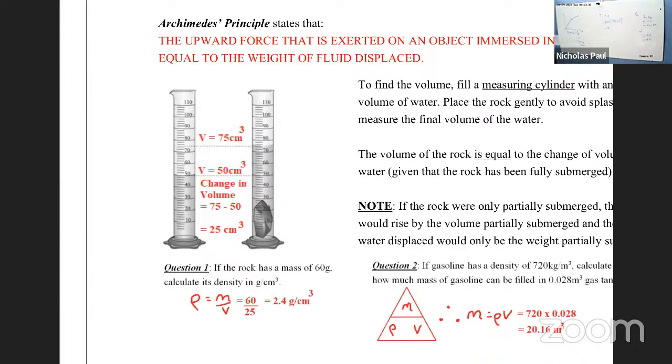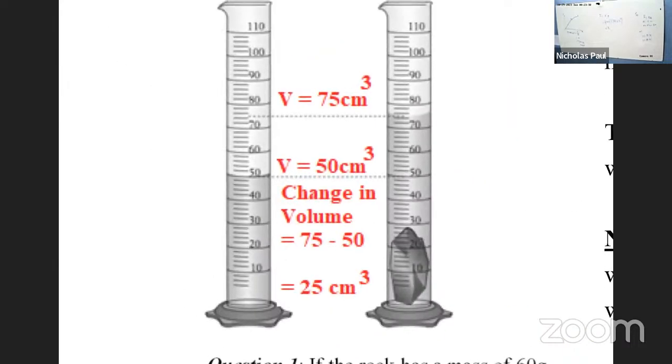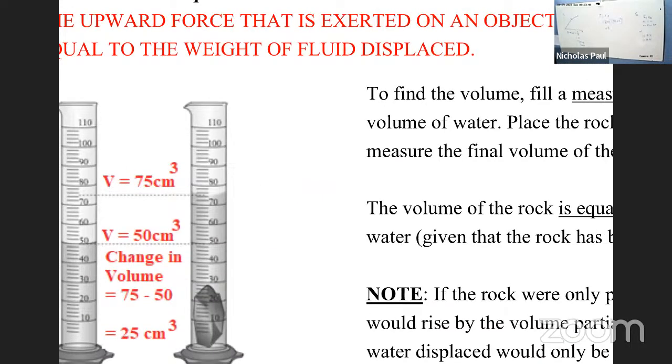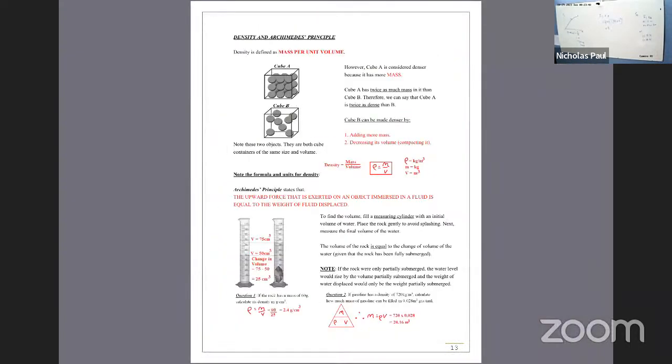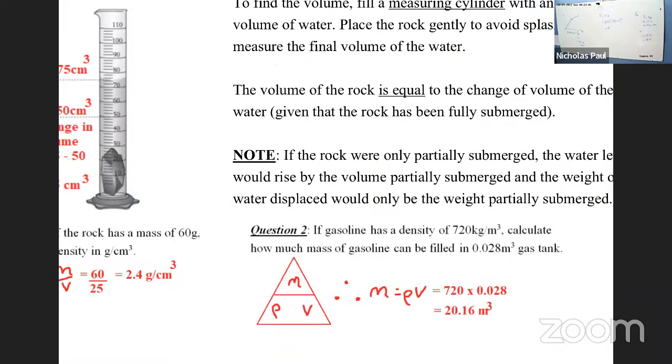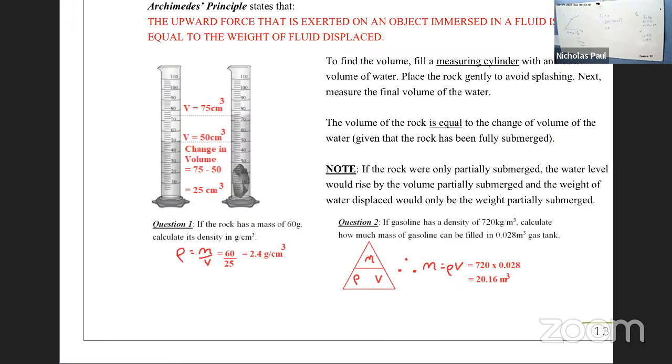So you can use the measuring cylinder method, or you can use the displacement can. Fill it with water, throw the rock in, and the volume of water will spill out. Remember that? So you can use the measuring cylinder or the displacement can.